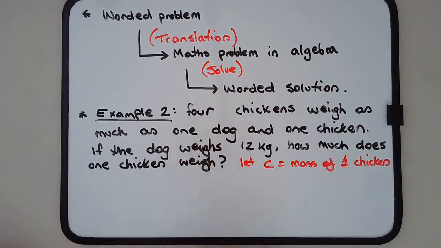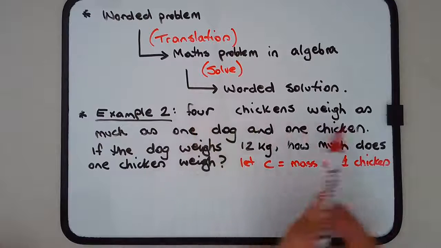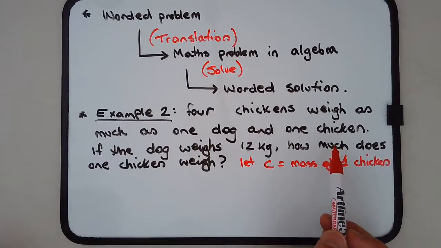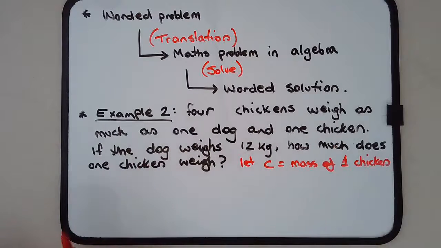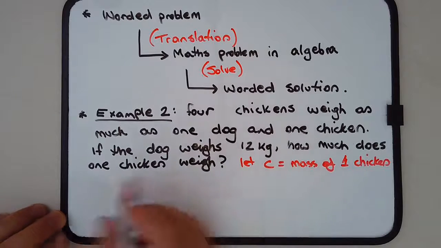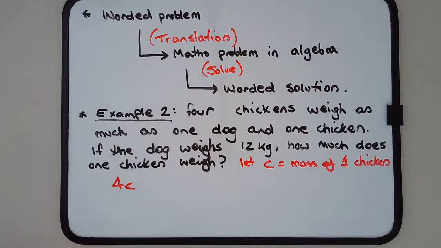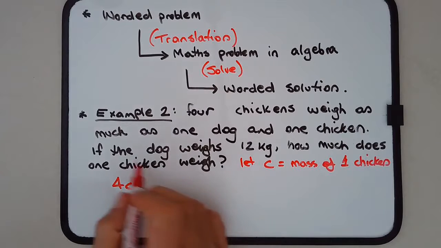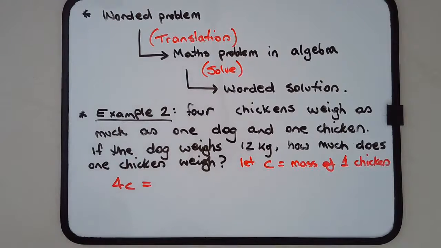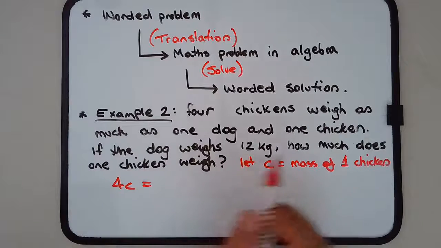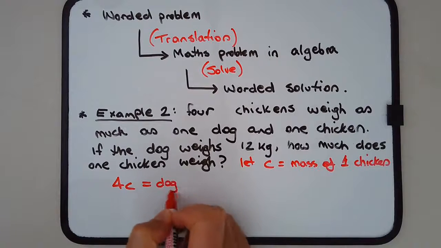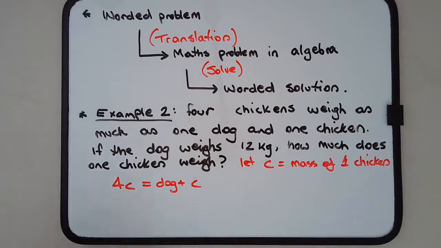Okay, so now let's form our equation. It says 4 chickens weigh as much as 1 dog and 1 chicken. We know that the dog weighs 12 kilograms. So 4 chickens, we could represent that as 4C, 4 times chicken. 4C weighs as much as, which implies an equal sign, 1 dog and 1 chicken. Dog plus chicken. Now we already have a value for the weight of the dog, so 4C is equal to 12 plus C.